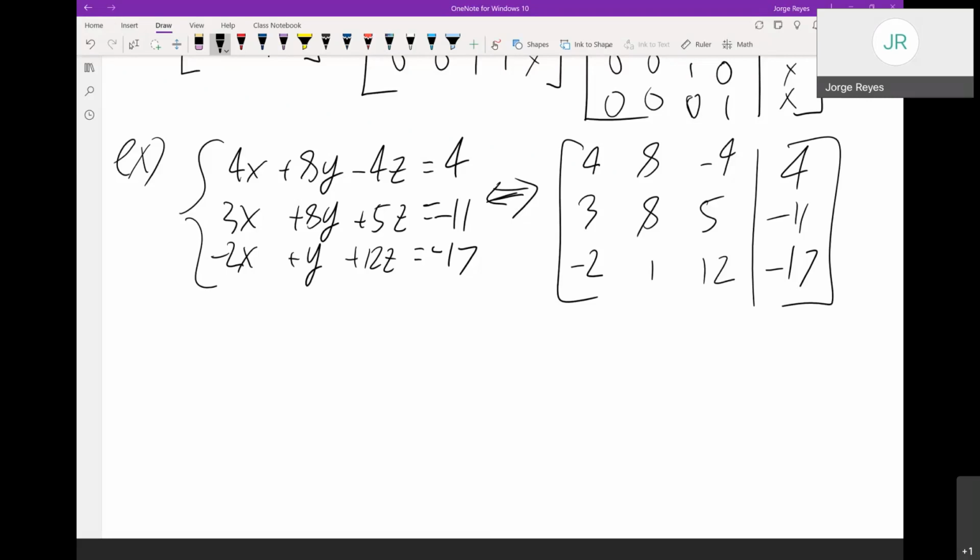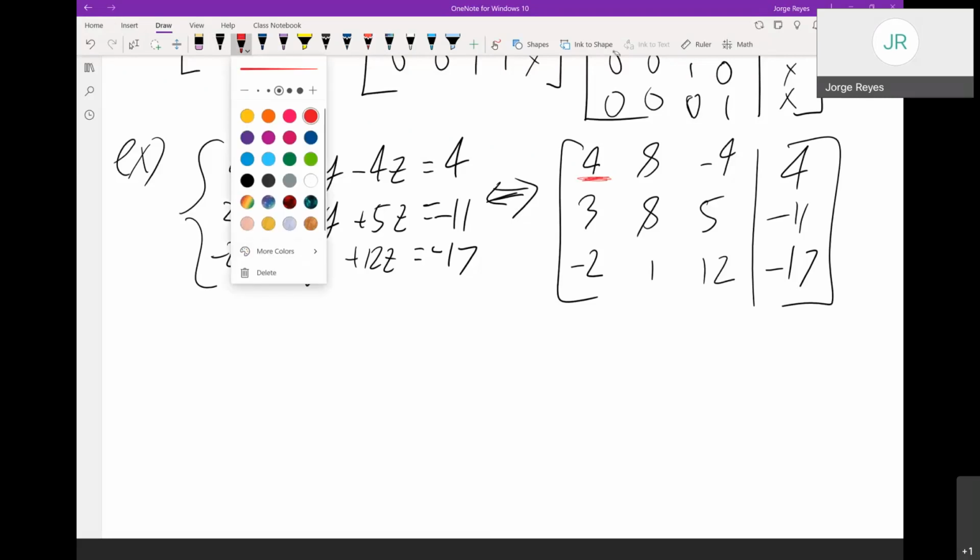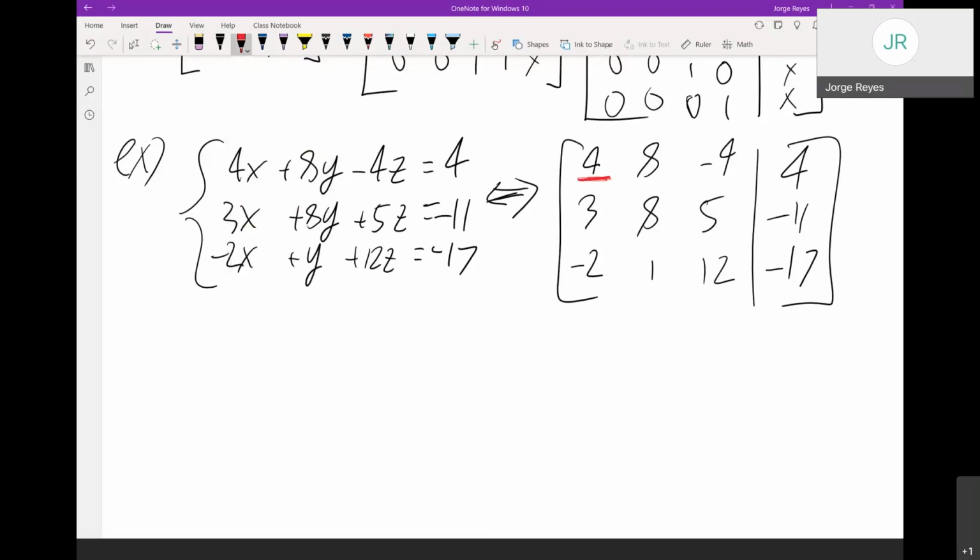So the first thing I'm going to do is make this 4 a 1, and I'm going to do that by doing row 1 divided by 4. You could do row 1 minus row 2 also. You could do lots of things. It doesn't really matter what you do as long as you know what you're doing and it has a purpose. And then the second thing I'm going to do is multiply row 2 by -1.